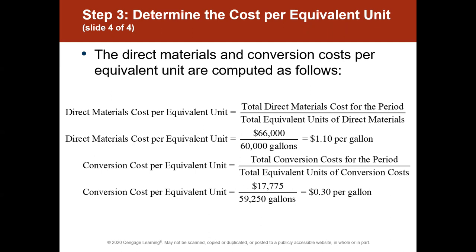Times 3,000. Yeah. We do 3,000 times 1.10 plus 750 times 0.3, add those up, and that would give us the work in process in the mixing department as of the end of the month.